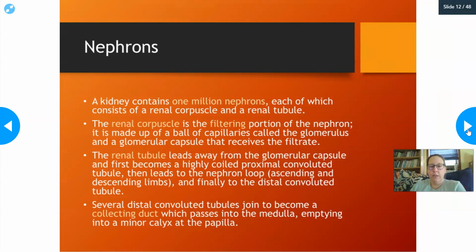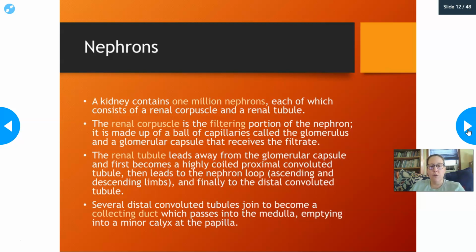So a kidney contains 1 million nephrons. That's a lot. If you have two kidneys, you have 2 million nephrons. Each of which consists of a renal corpuscle and a renal tubule. And by the way, it actually takes quite a bit of damage to your nephrons before you really start having signs and symptoms of some degree of kidney failure or kidney involvement in a disease process.